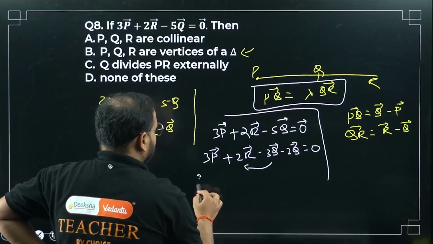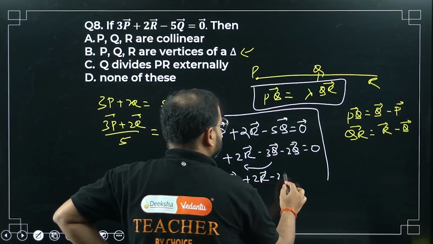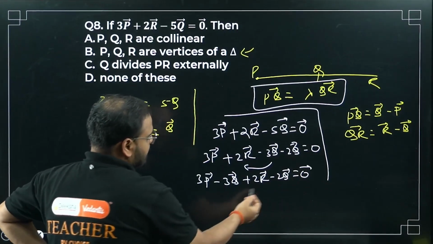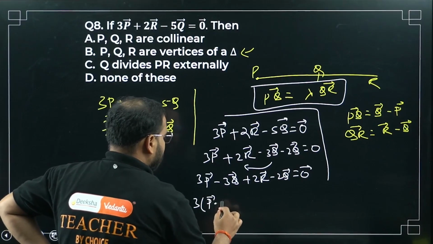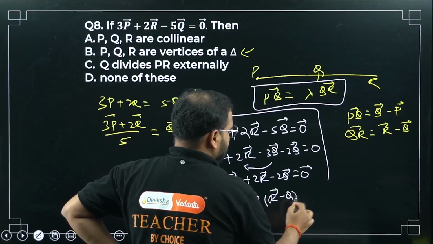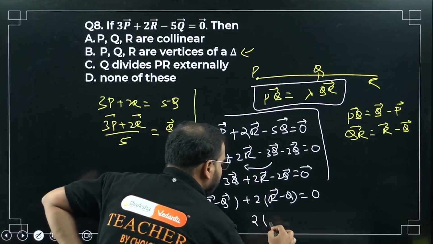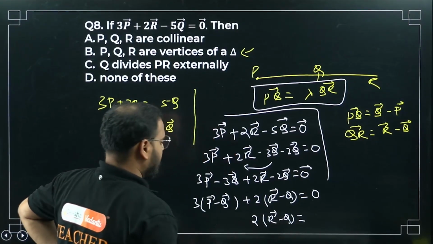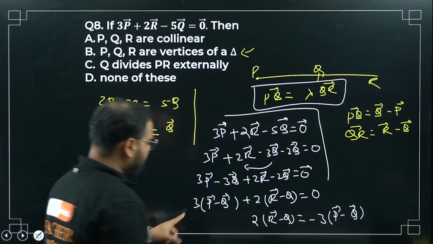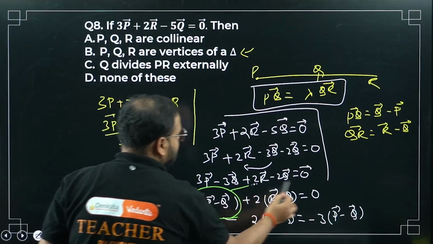Bring this 3Q over here. So 3P vector minus 3Q vector plus 2R vector minus 2Q vector, correct? Equal to 0 vector. Now just take 2 common here, 3 common here. 3 times P minus Q plus 2 times R minus Q equals 0. Okay, now bring this whole thing over that side. I'm going to get what? 2 times R minus Q equals minus 3 times P minus Q. I'm bringing this whole thing, please have a look, on this side.